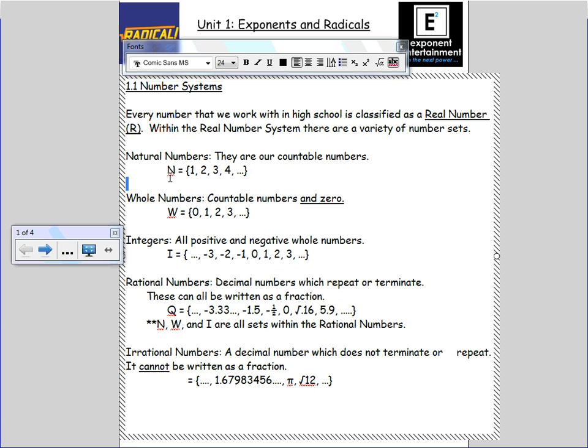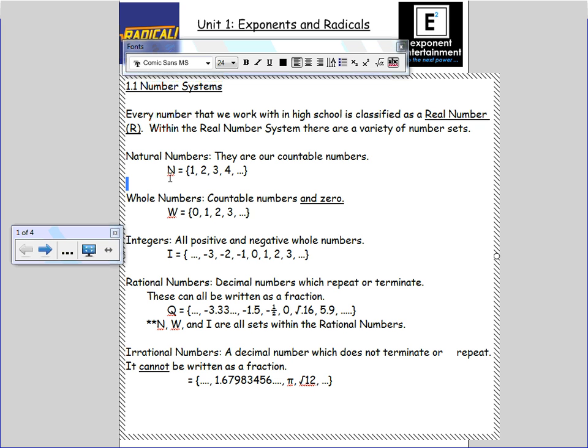Whole numbers is just all your natural numbers plus a 0. So it's your counting numbers and the number 0. Integers. That's all your natural numbers, all your whole numbers, plus all your negative numbers. So it's your negative counting numbers added on. So -1, -2, -3, -4, -5, and so on, -1,000,000. Not decimal places. Those are represented with the letter I.